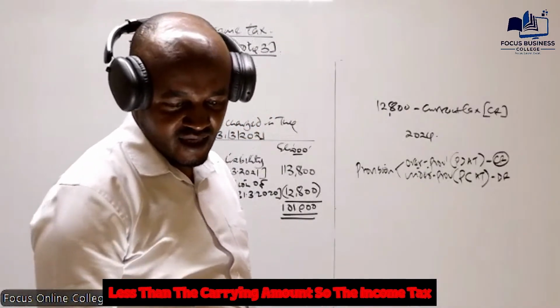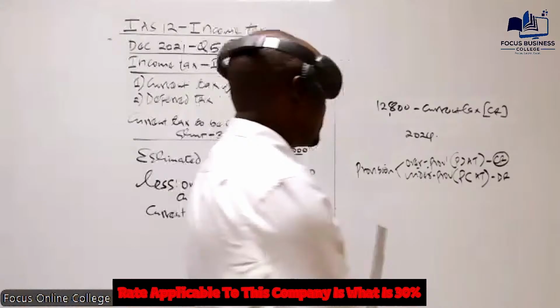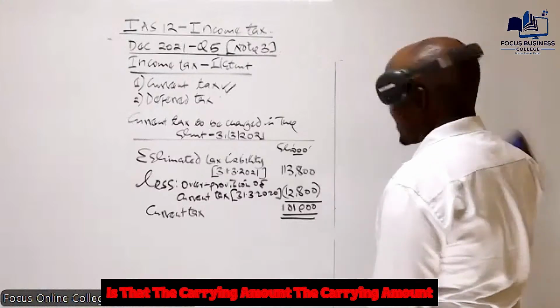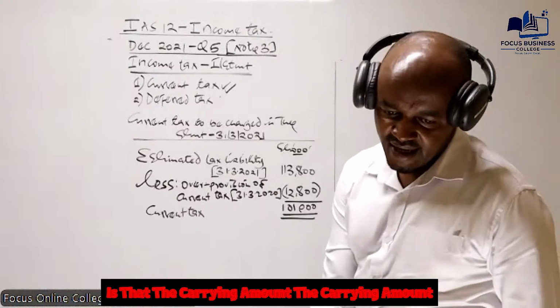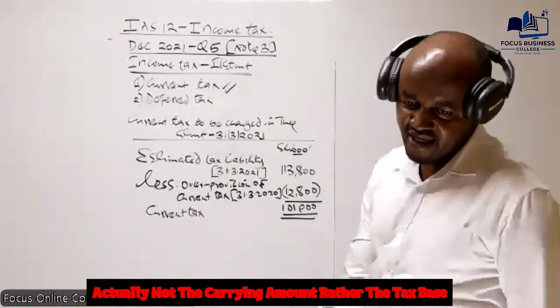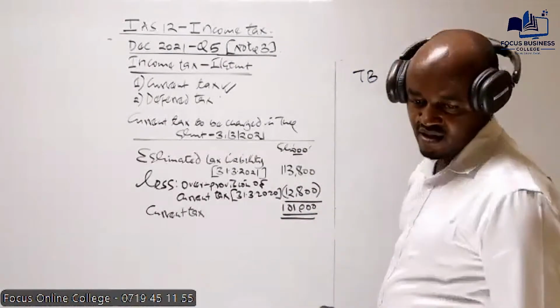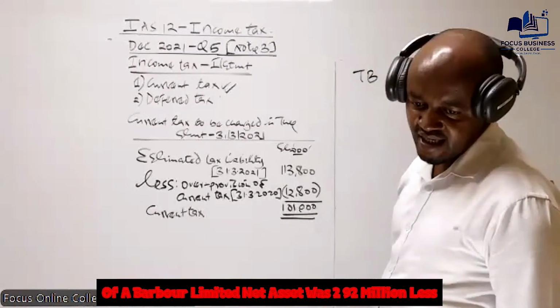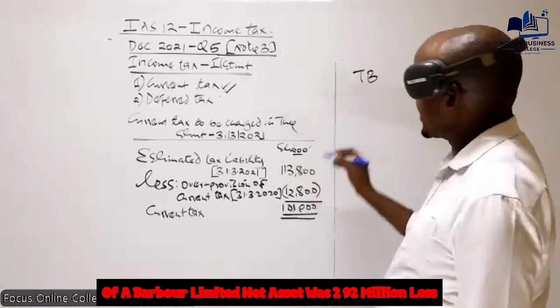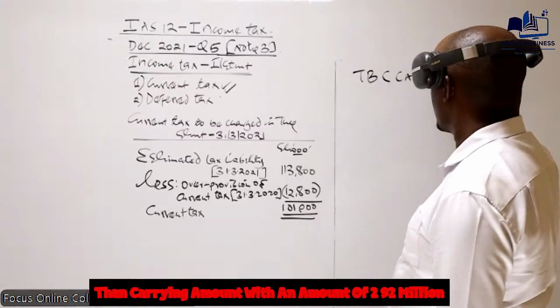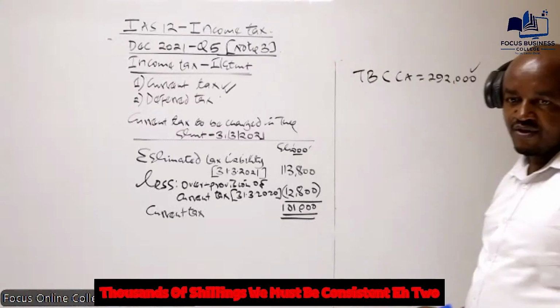The income tax rate applicable to this company is 30%. So what you are told in that last paragraph is that the tax base of our net assets was 292 million less than the carrying amount. Remember, all our figures are in thousands of shillings. We must be consistent.